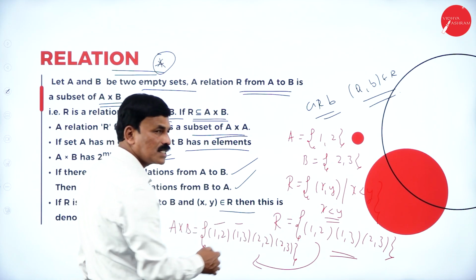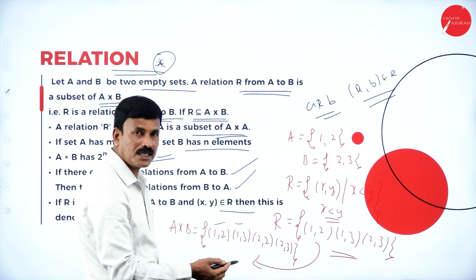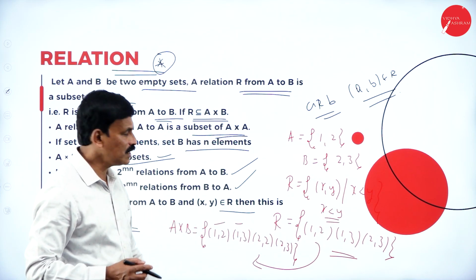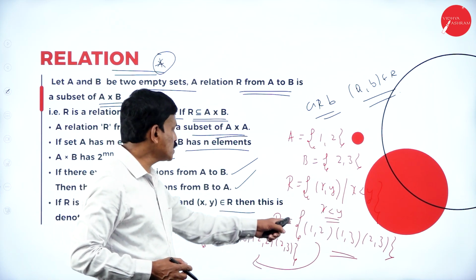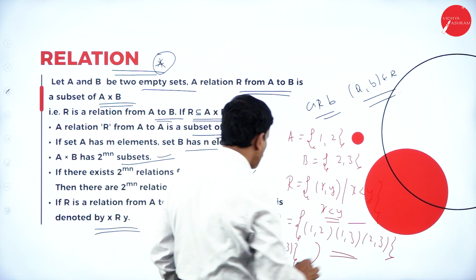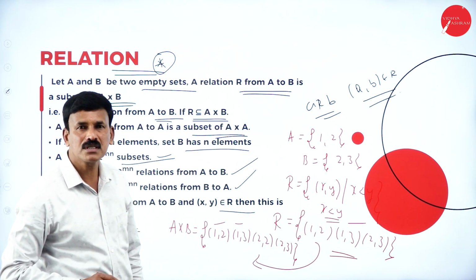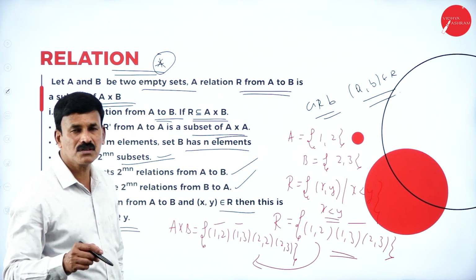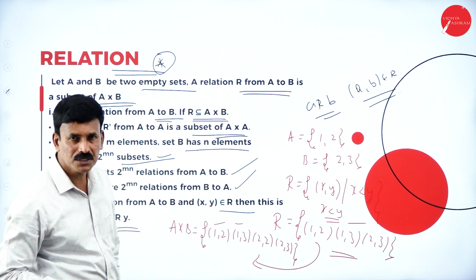(1, 3), 1 is less than 3. (2, 2) we cannot take because 2 is equal to 2. (2, 3), 2 is less than 3. So, the first element is less than the second element. This is called the relation, and this R is a subset of A cross B. So, a relation is a subset of the Cartesian product of A and B. Hope you got an idea.